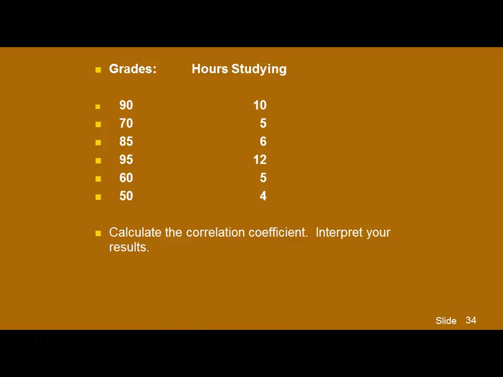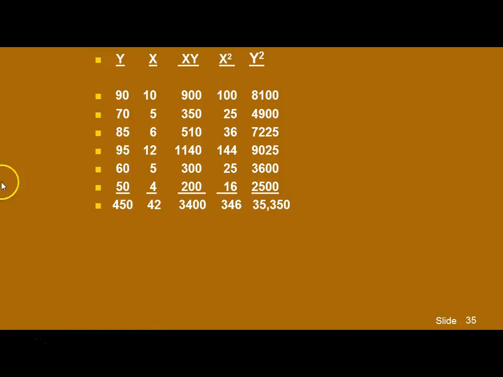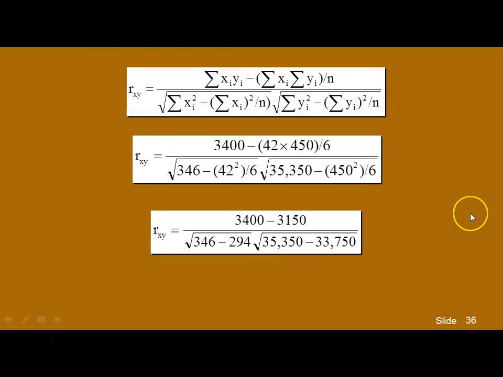Again, like we did a minute ago, I'm going to let y be the grades, x be the hours of study, and let's do all of our intermediate summations. Summation y is 450, summation x is 42. Multiply across xy and you'll get a sum of 3400. Square the x's and add them up and you'll get 346. Square the y's and add them up and you will get the last term there of 36,350. And now let's plug everything in our formula again.